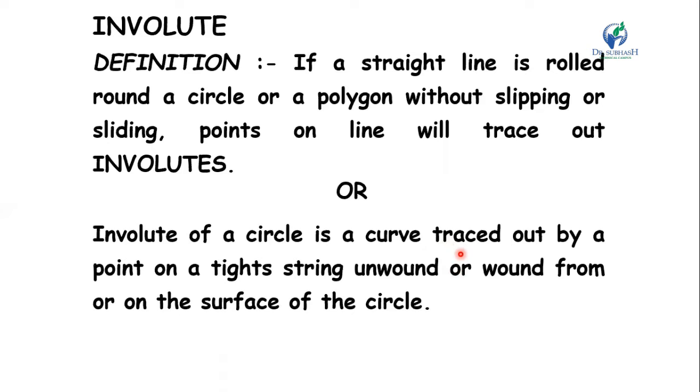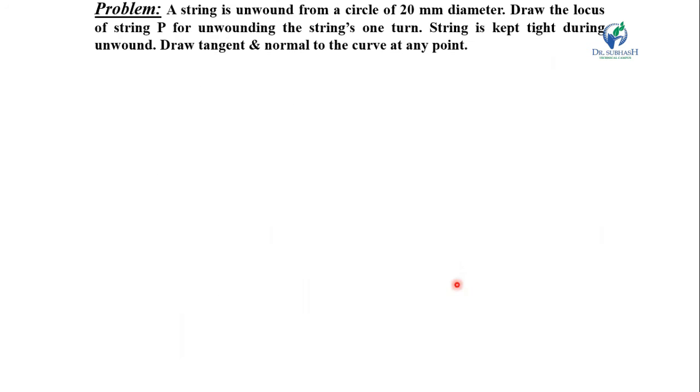Okay, so let us understand by one example. Uses of involutes are gear profiles. So different gear profiles have an involute shape. A string is unwound from a circle of 20 mm diameter. Draw the locus of any point. So here is one circle of diameter 20 mm, and the string is unwinding from that circle. So the end point P, you have to draw the locus of that point P.